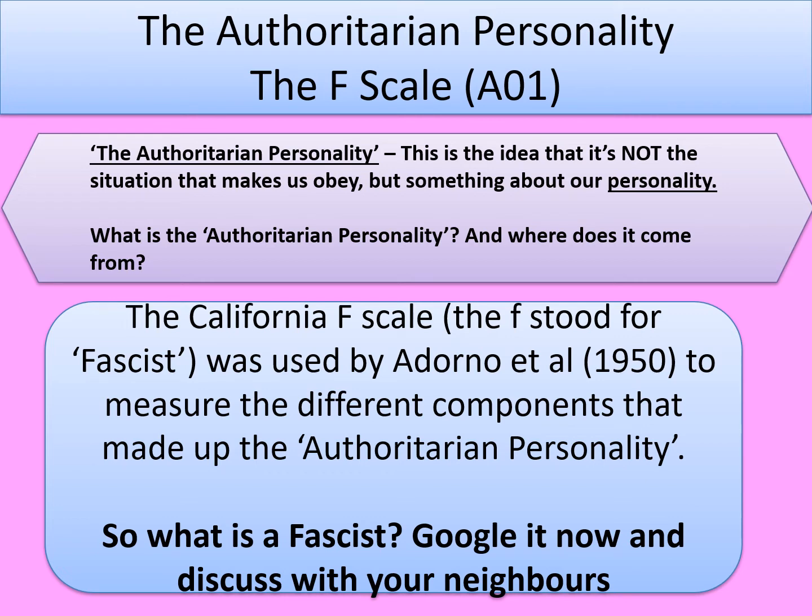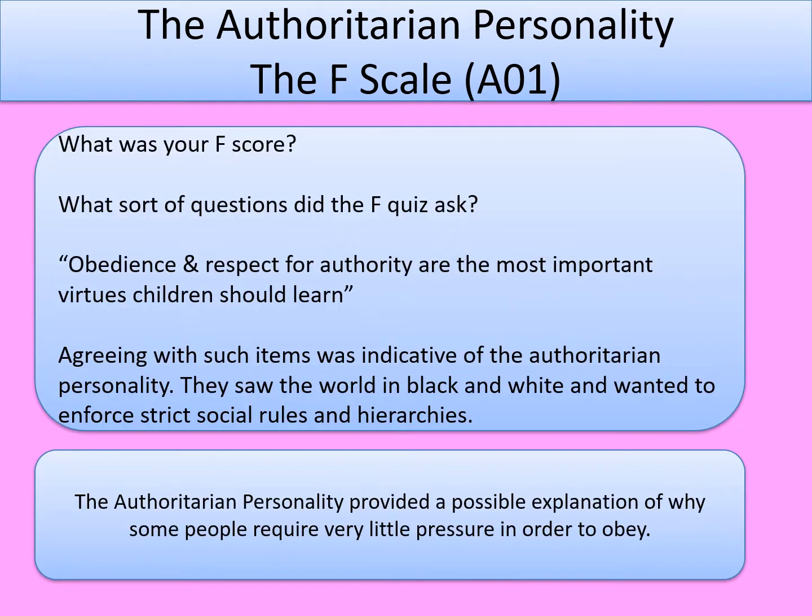So Adorno used the California F scale, and all of you would have completed that questionnaire online, and it would have given you a score to explain to you how right wing you are. And the idea is that the more right wing you are, the more fascist you are, the more obedient you will be. So what was your F score? Think about the questions that the F quiz asked.